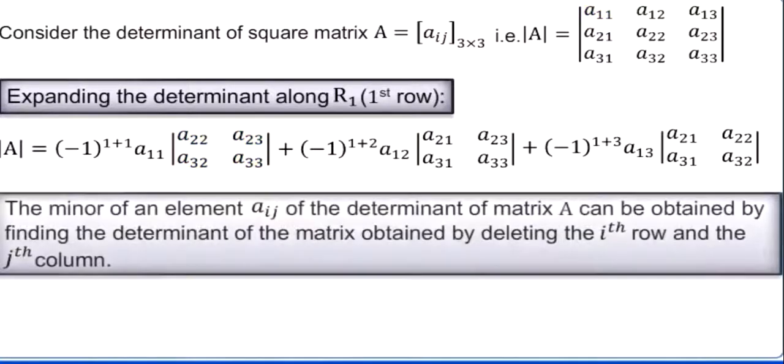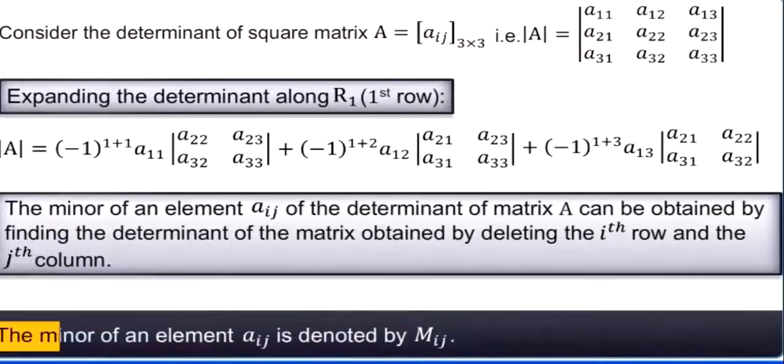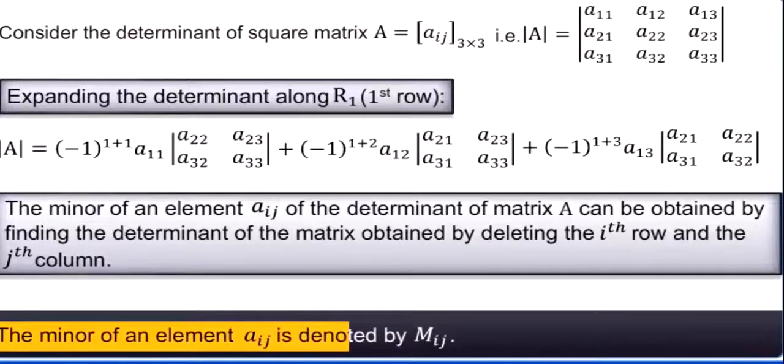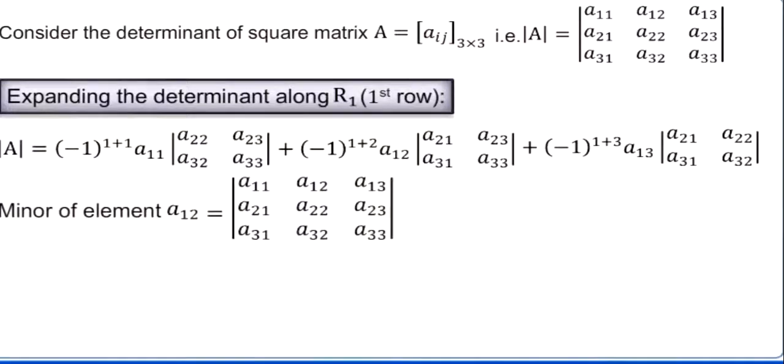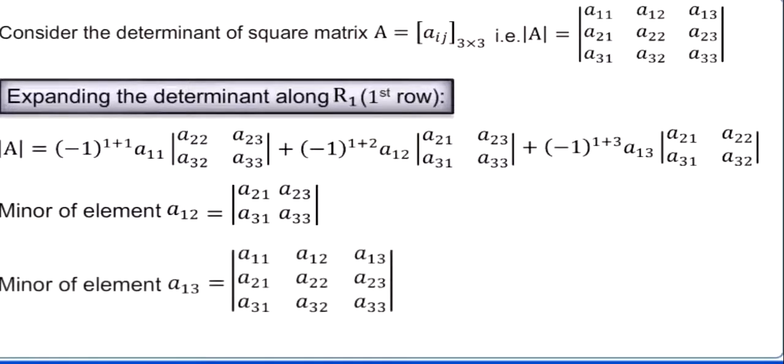Mathematically, the minor of an element Aij, of the determinant of a matrix A, can be obtained by finding the determinant of the matrix obtained by deleting the ith row and the jth column. The minor of an element Aij is denoted by Mij. Similarly, the minor of A12 can be obtained by finding the determinant of the matrix obtained by deleting the first row and the second column. And the minor of A13 is the determinant of the matrix obtained by deleting the first row and the third column.